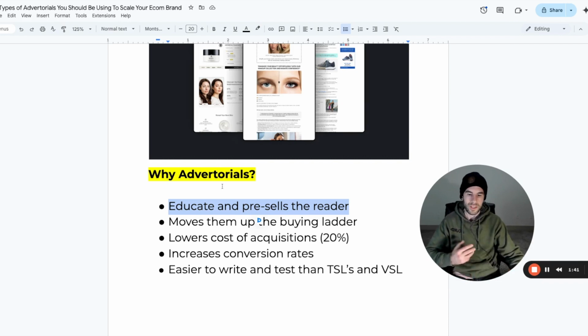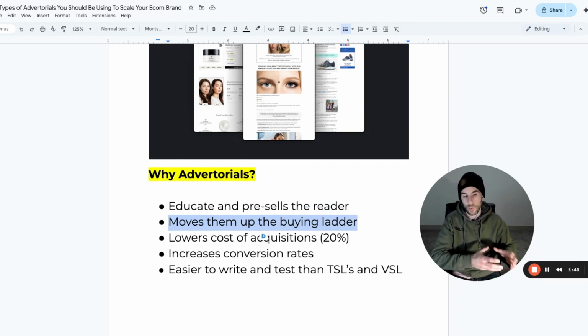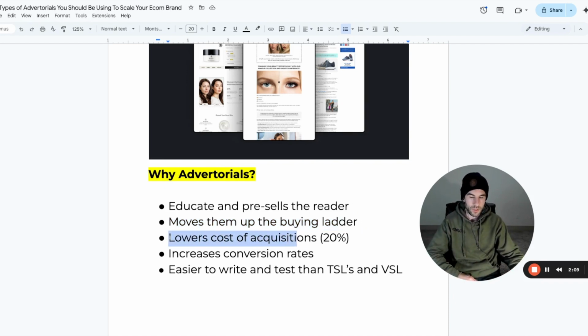And so one of the things that advertorials also do very effectively is they move people up the buying ladder. So what I mean by that is, if somebody's really, really cold and they click on an ad and they read an advertorial, they might not buy right away, but it does a greater job of warming them up to the idea without putting them off with super hardcore direct response that turns the knife and makes them feel bad. So it does a great job of moving people up the buying ladder without turning them off if they don't buy. It can also lower the cost of acquisition on cold traffic by upwards of 20%.